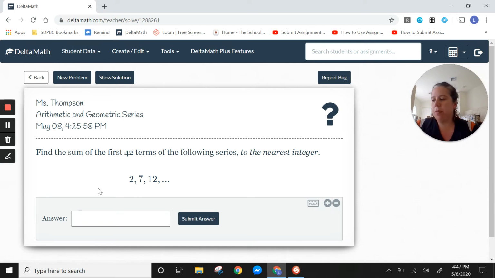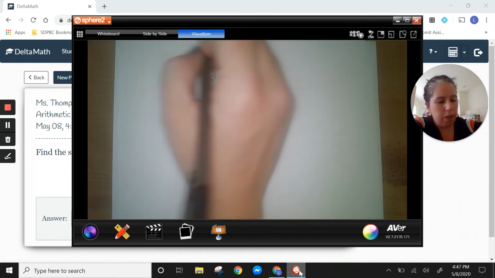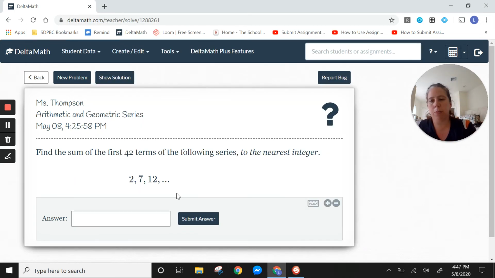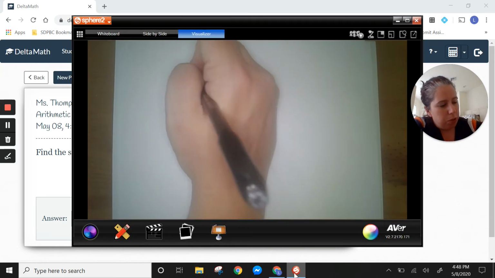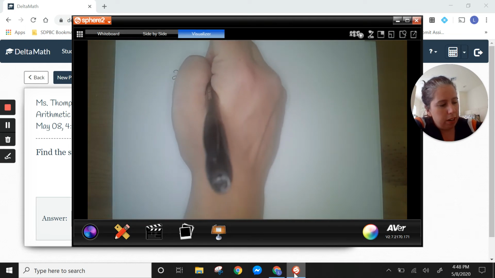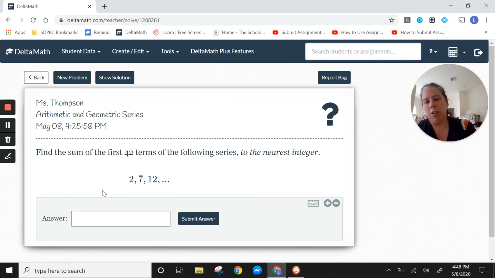Okay, so arithmetic one. I've got 2, 7, and 12, right? And I want to find the sum of the first 42. Now, here's a little cheat right here, guys. See how it says 42 terms? That's probably the giveaway that it's arithmetic, if it's a high number. All right, so from 2 to 7 is plus 5, right? And then that's plus 5. Good job. So what did I say it was, 40-something terms? 42.